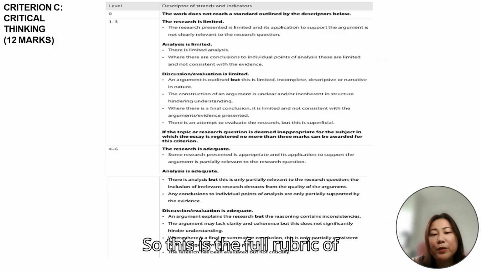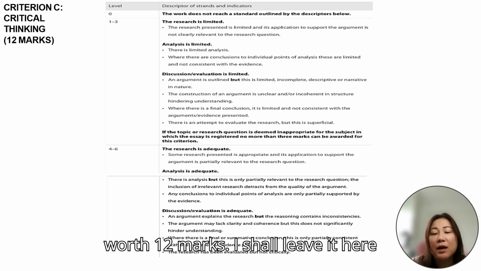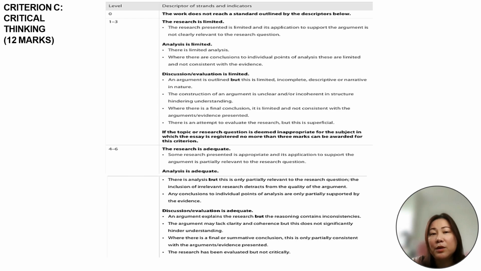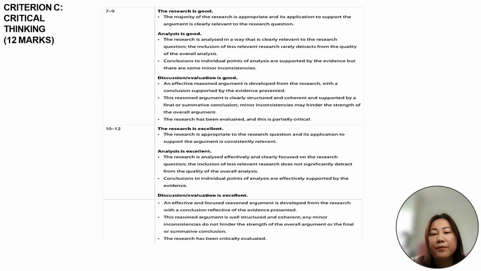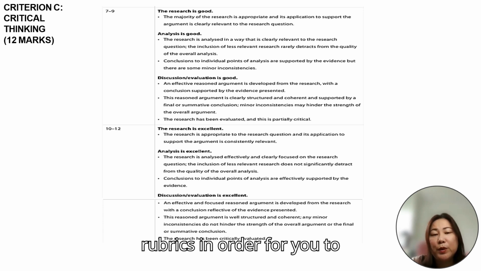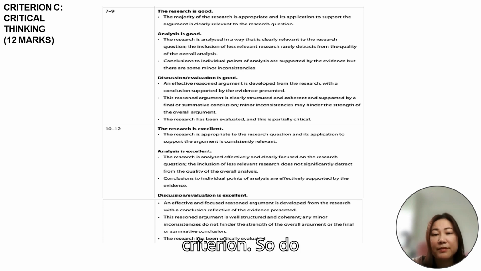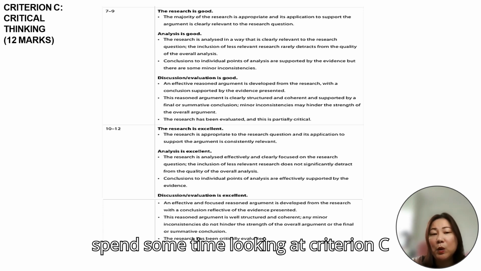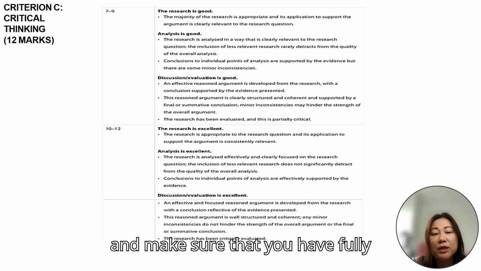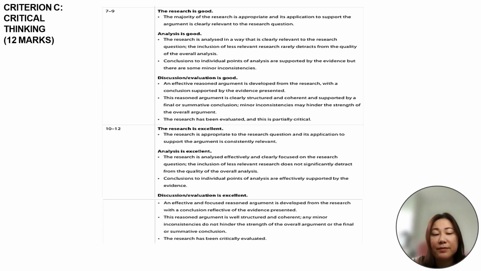So this is the full rubric of Criterion C, critical thinking, that is worth 12 marks. I shall leave it here for you to take a look. So it's important to take a look at the rubrics in order for you to achieve 10 to 12 points for this criterion. So do spend some time looking at criterion C and make sure that you have fully achieved what is stated in the rubrics.